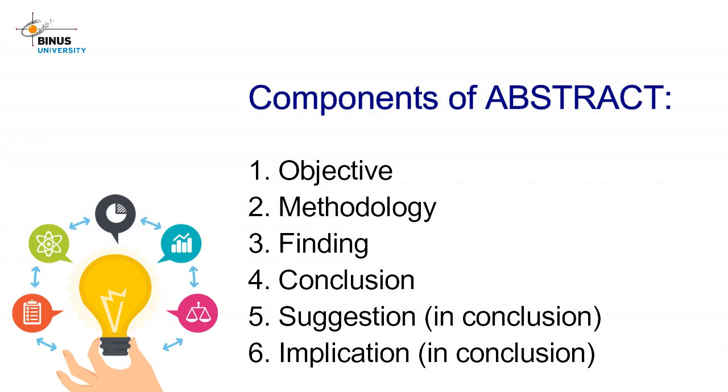The next one is conclusion. Now, the abstract should close with a statement of contribution to its field. It should convince readers that the project is interesting, valuable, and worth investigating further. The next part is suggestions, or in this case, part of the suggestion. And finally, the final component of the abstract is the implication. In this case, again, the same thing as suggestion, it's also a part of the conclusion.